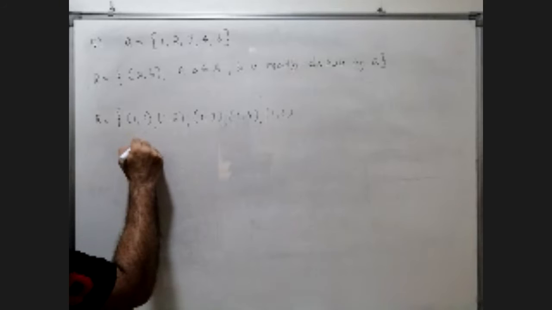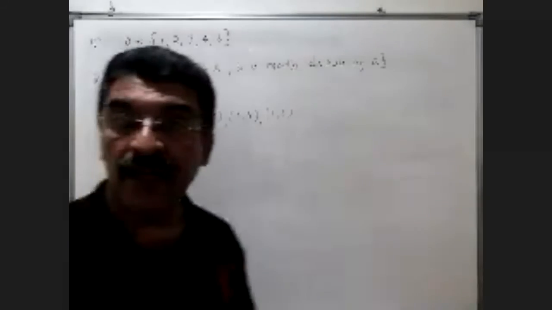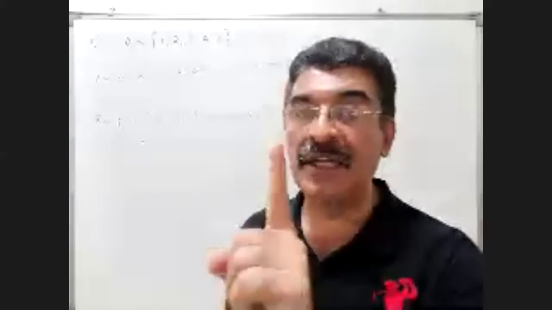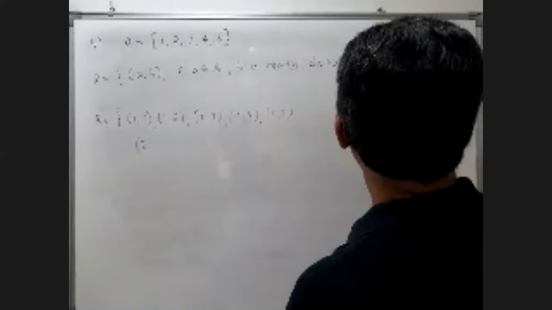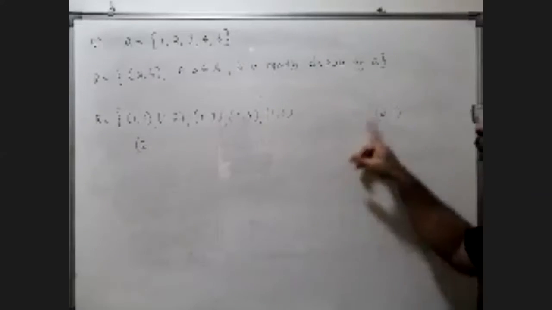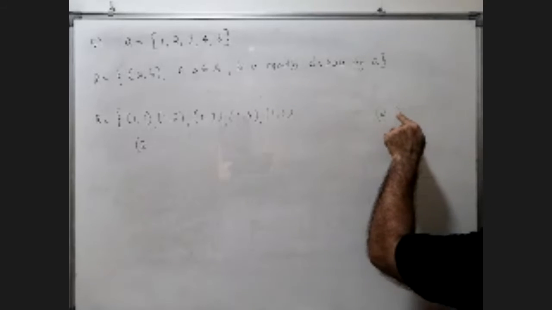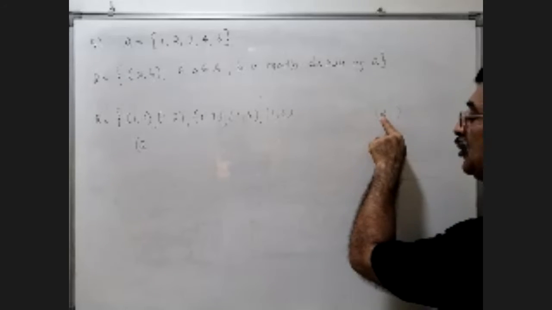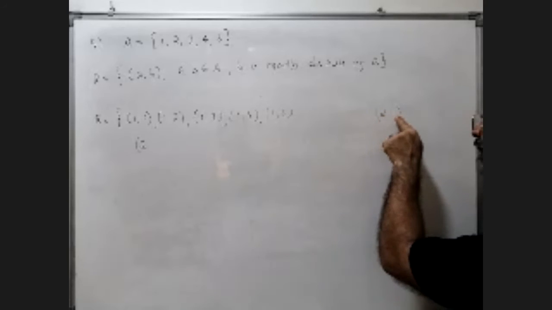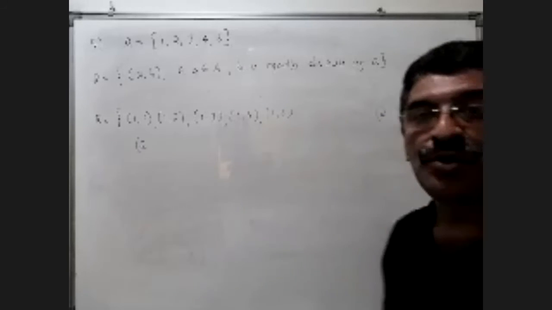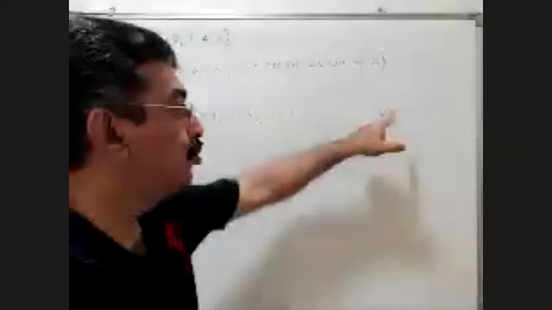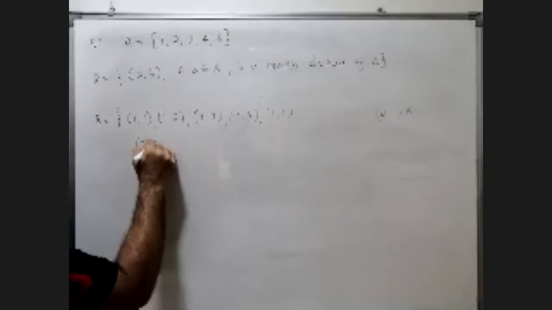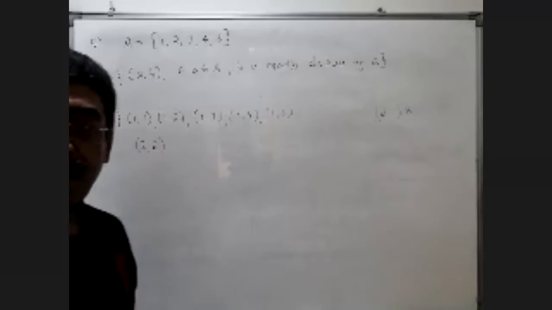Now starting with 2. In A cross A, the first pair starting with 2 will be 2, 1. But can we include 2, 1 in our relation? To include 2, 1 in our relation, 1 should be exactly divisible by 2, or in other words, 1 is a multiple of 2. Is it correct? 1 is a multiple of 2? No, it is not correct. So 2, 1 cannot be taken. Then, next is 2, 2. Yes, 2 is a multiple of 2.